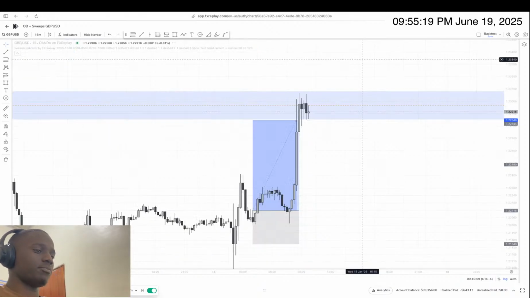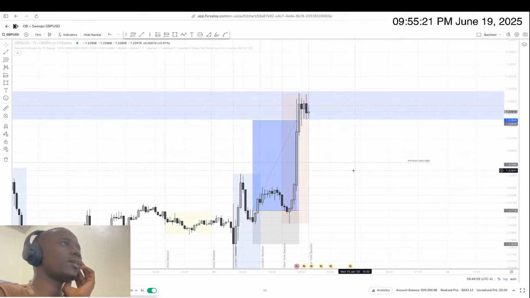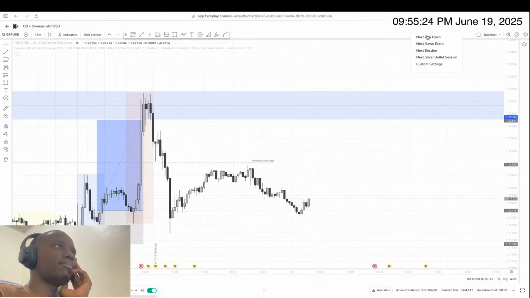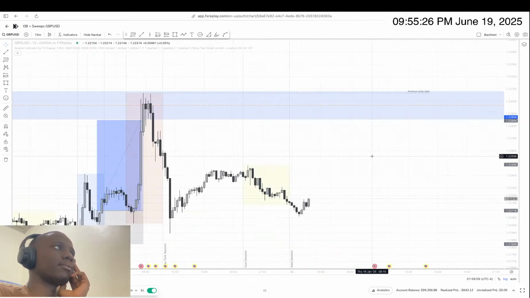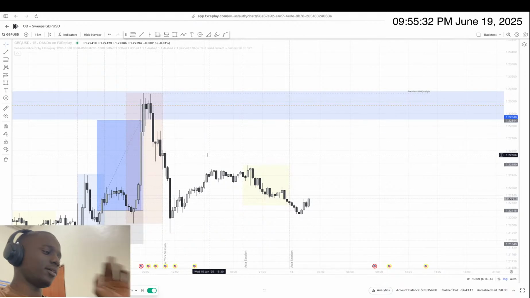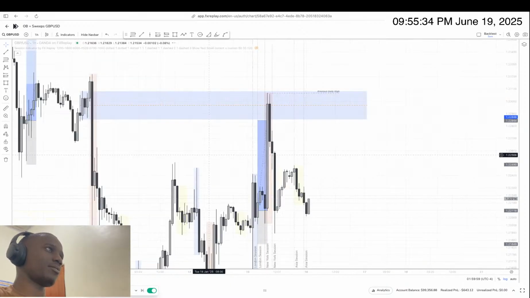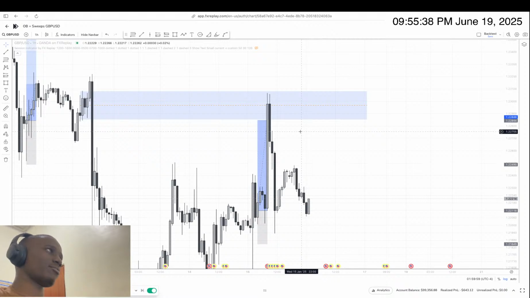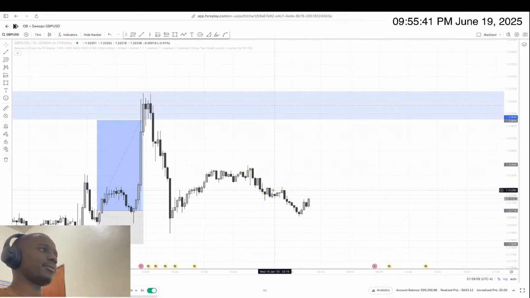I'll go to the 15-minute. You can see it respected the order block. It dropped after pushing into it. You can see how it looks on the 1 hour. We didn't get a sweep as we wanted, but so far this is looking nice.